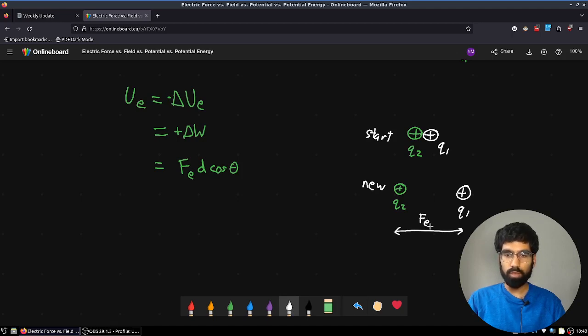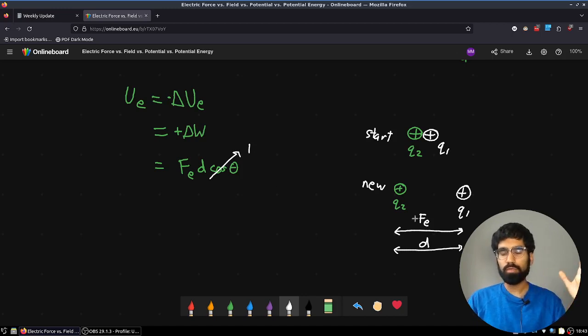I will write Fe. Notice that the electric force is pushing the charges in this direction, along this line, and the direction that the charges are traveling is also in the same line. So the angle between these two is 0 because they're moving in the same direction, just left or right. So if theta is 0, then cosine of theta, cosine of 0, is just 1. So I'm just going to cancel out that term.